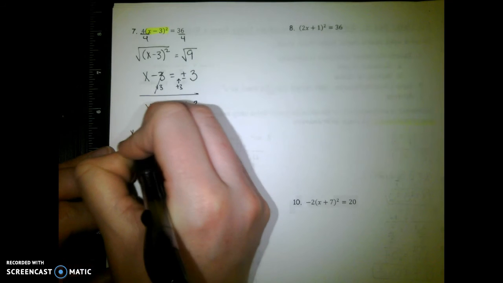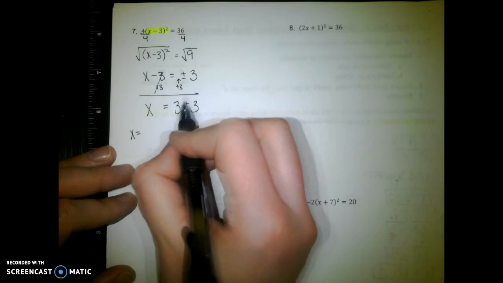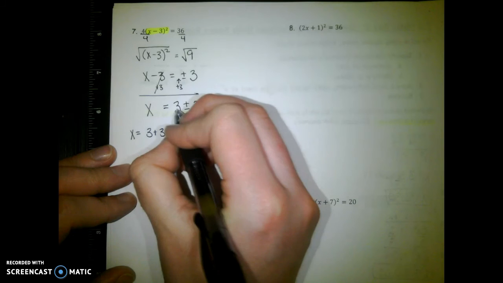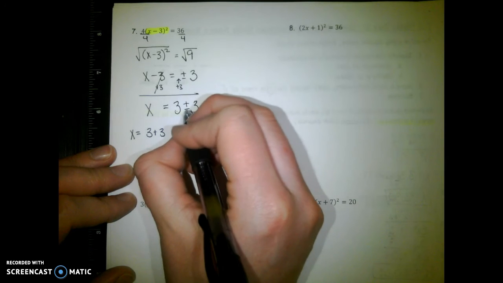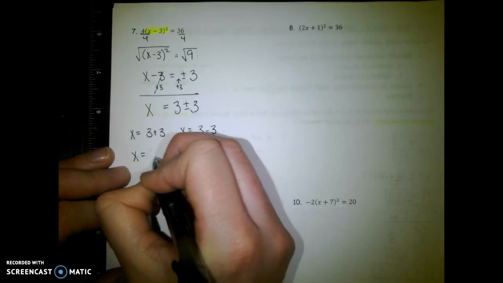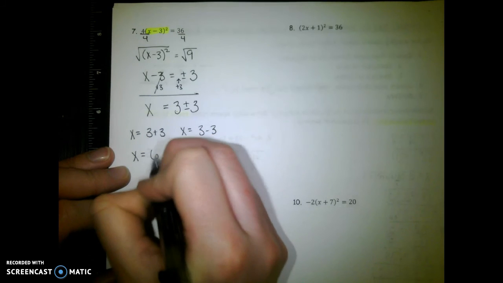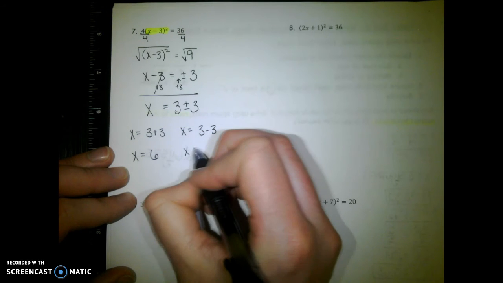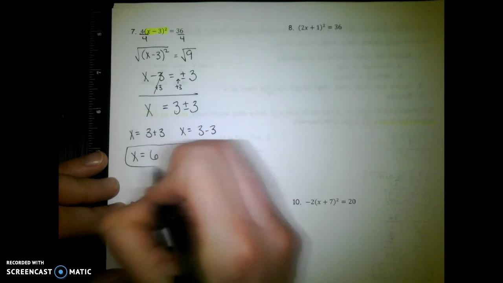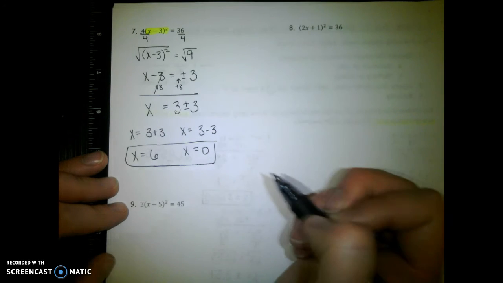So one of our answers comes from using these two numbers with the plus. The other answer comes from using these two numbers with the minus. So one of our solutions is 3 plus 3 is 6. The other one, 3 minus 3 is 0. It is okay to get 0 as an answer.